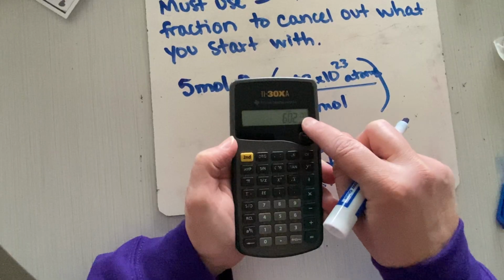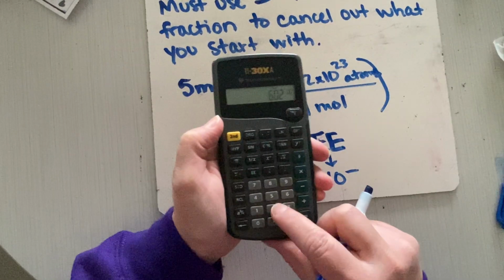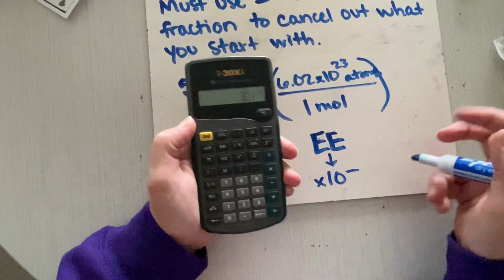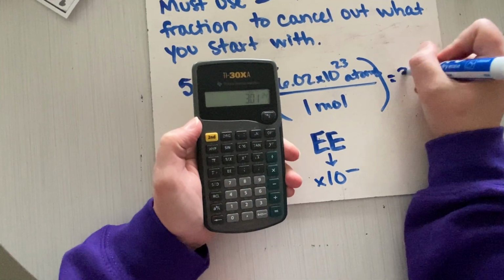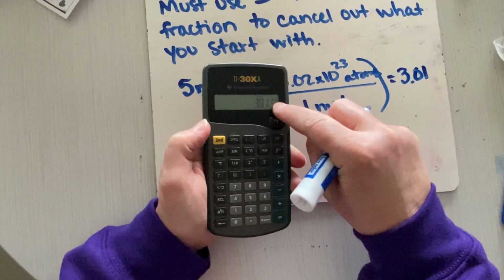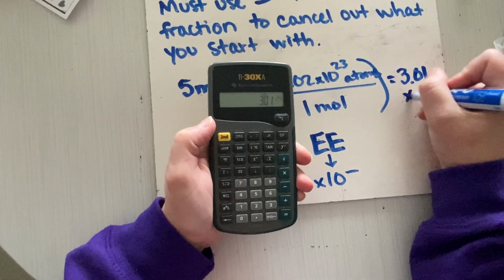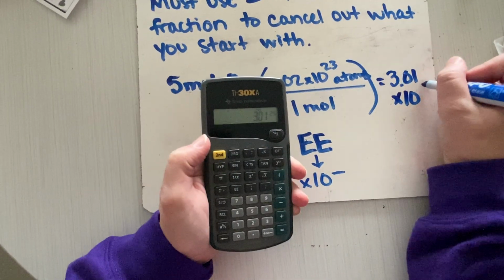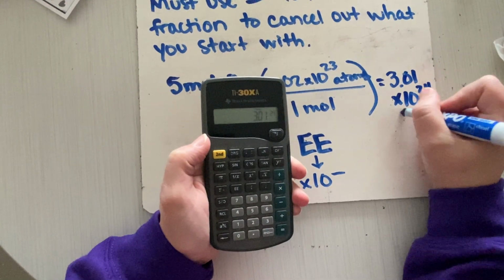Now this means times 10 to the power. So I need to put in 23. And then my final answer is going to be 3.01. And that 24 means times 10 to the power of, so times 10 to the power of 24. And that's going to be atoms.